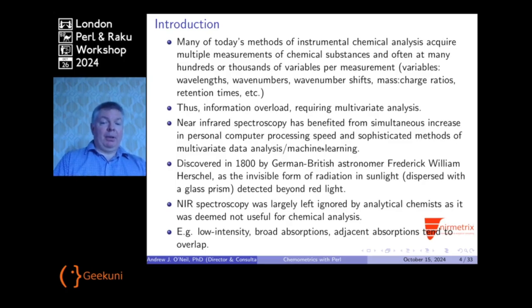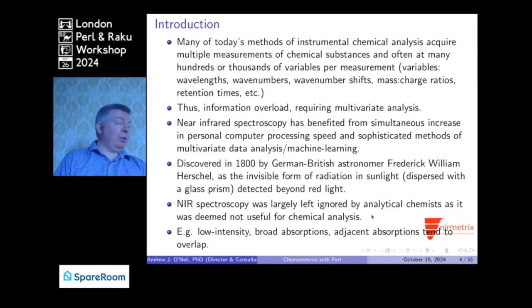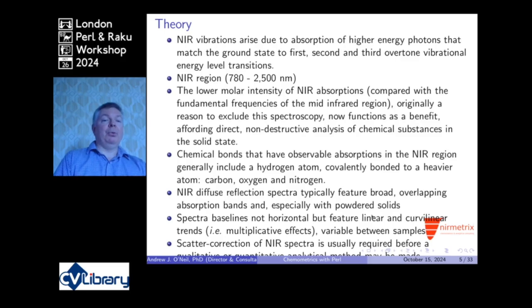Near-infrared spectroscopy is a type of spectroscopy that generates this type of data. It was discovered in 1800, but largely ignored because the peaks tended to be broad and overlapped, and people thought it was more or less a rubbish region of the electromagnetic spectrum. But the actual vibrations arise due to higher energy photons that match the vibrational ground state to the first, second, and third overtone vibrations. So these are higher energy vibrations than the traditional mid-infrared spectrum, which would be transitions from ground state to the first vibrational level.